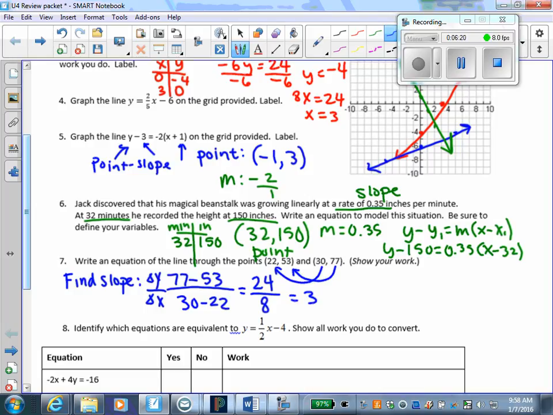Now I'm just going to pick a point and I'm going to do a point slope equation. So I'll do the first point. So I'm going to do y minus 53 equals 3 times x minus 22. So remember it was y minus y1 equals m times x minus x1. That's something you should have memorized for the test. Okay, I'm just looking over it to make sure it looks right. Okay, I guess I'm okay with that for now.